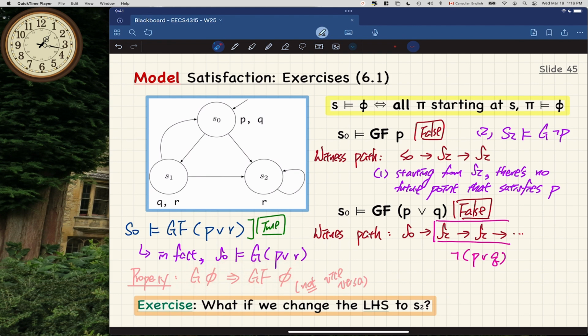All right, that's the first example. Okay, let's now do the second example, right here.